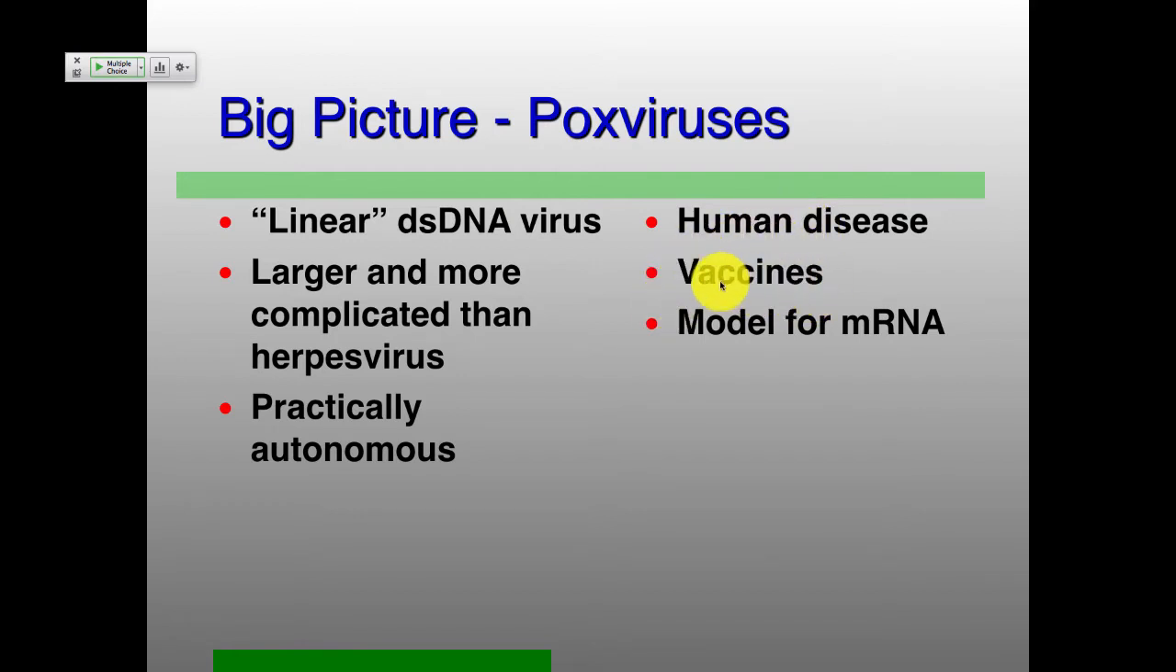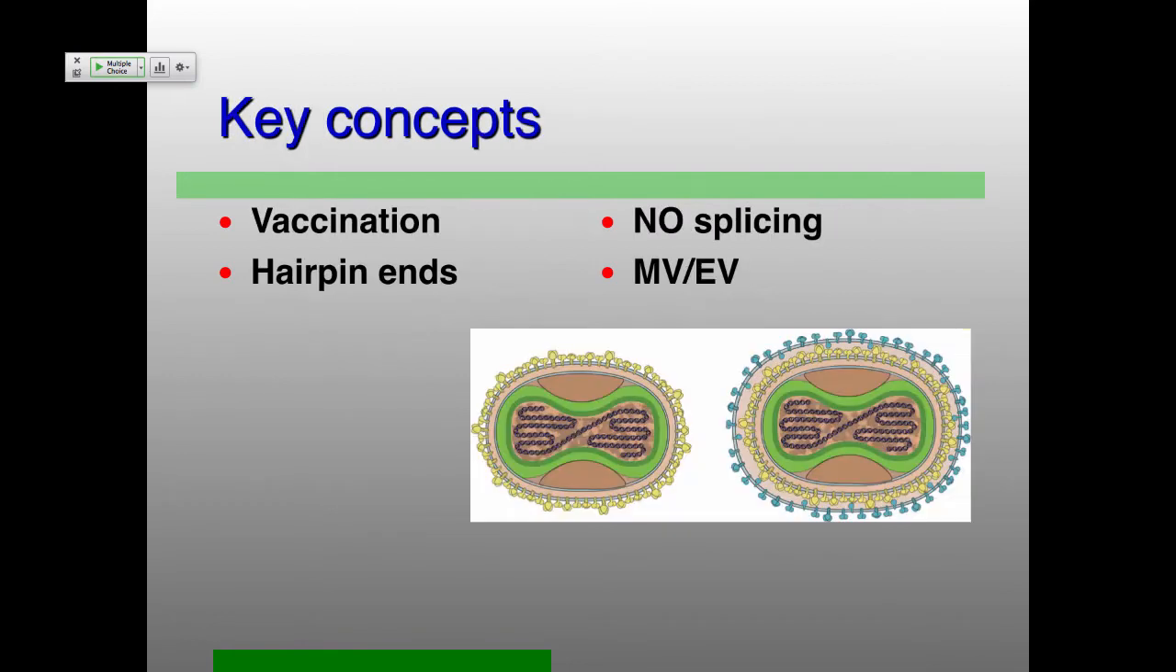We'll talk about vaccines, which is why we don't have to worry so much about pox diseases anymore. And then these pox viruses are also really good models for messenger RNA production, making large amounts of messenger RNA, even though the mechanisms themselves are really quite different. And we'll talk about some of those as well.